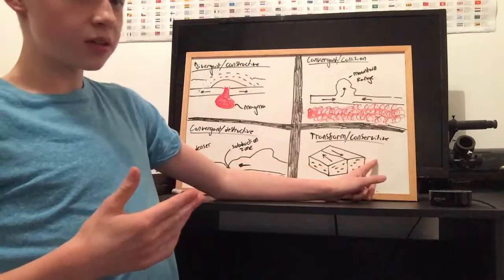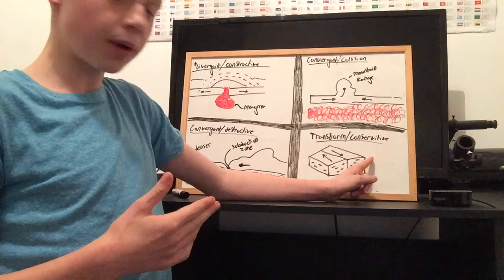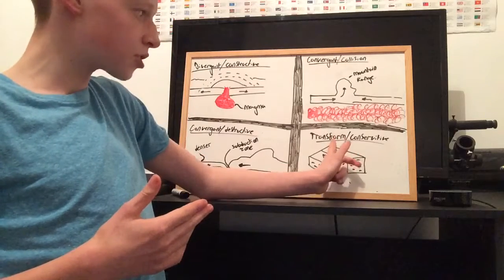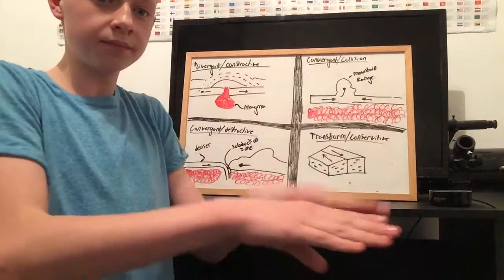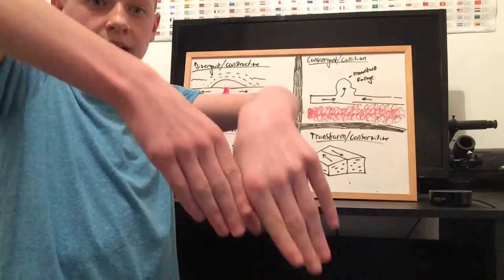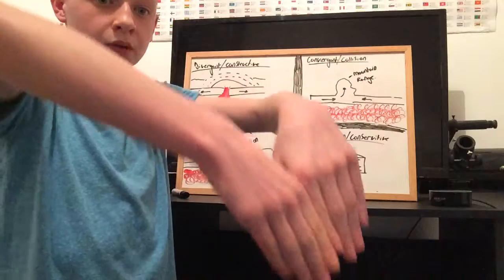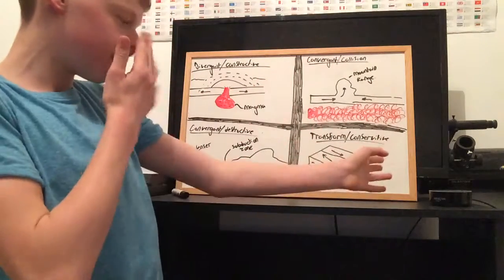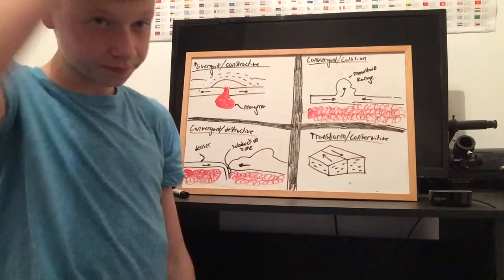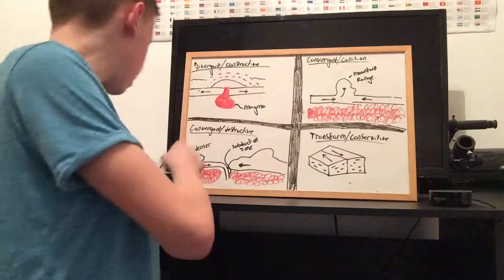Our fourth and final plate boundary or margin is a transform margin, also known as a conservative plate boundary. And this is when the two plates slide past each other. They could be going the same way, just at different speeds, but ultimately it causes earthquakes.